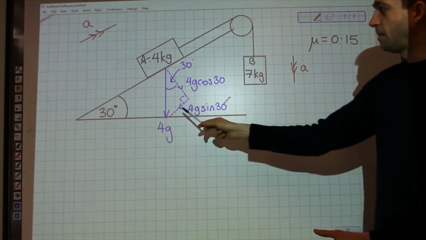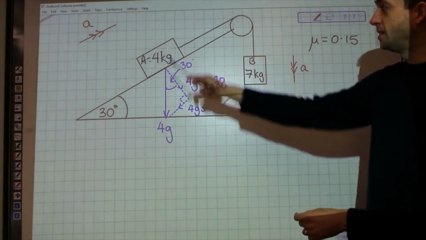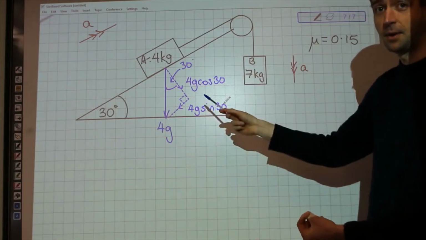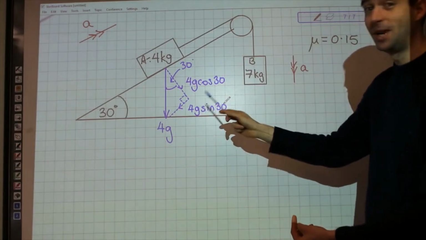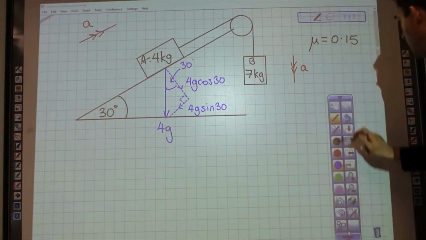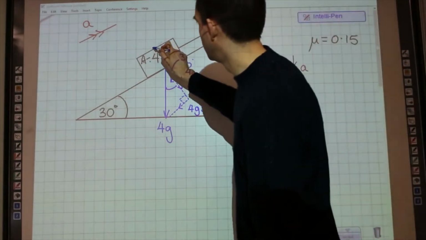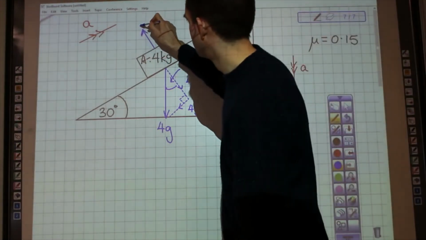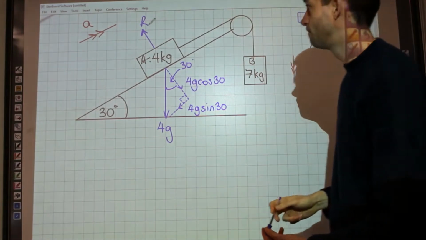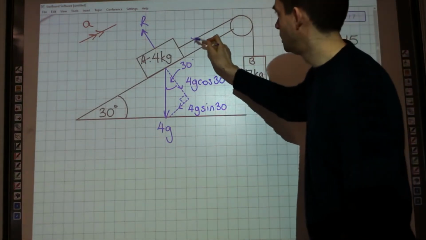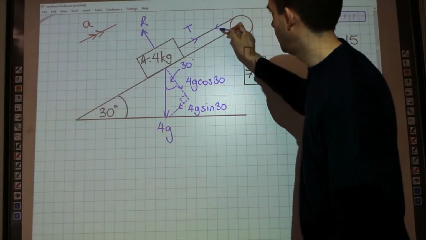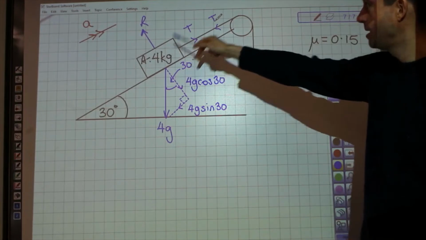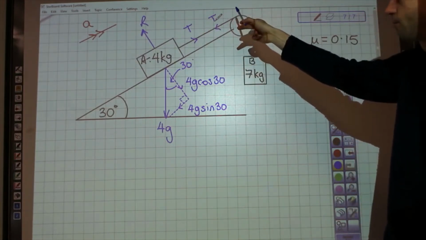Now that is the parallel component of A's weight, and if you remember from the first video I said that is the one that people always forget to think about. So avoid that by labelling it first. Other forces acting on A: we have the normal reaction force, which acts perpendicular to the plane. We have a tension in the string here, and another tension in the string here. Now remember, this one acts on the particle A, this one acts on the pulley.